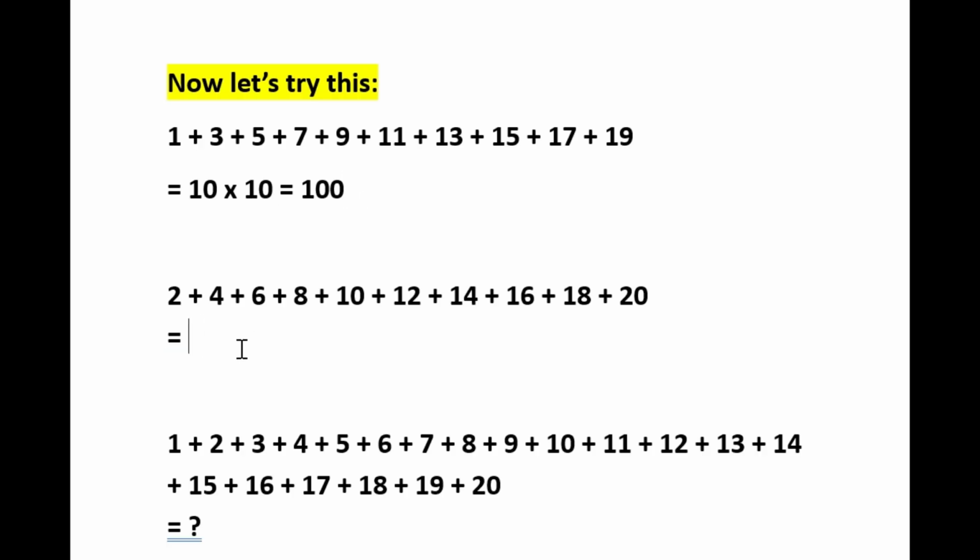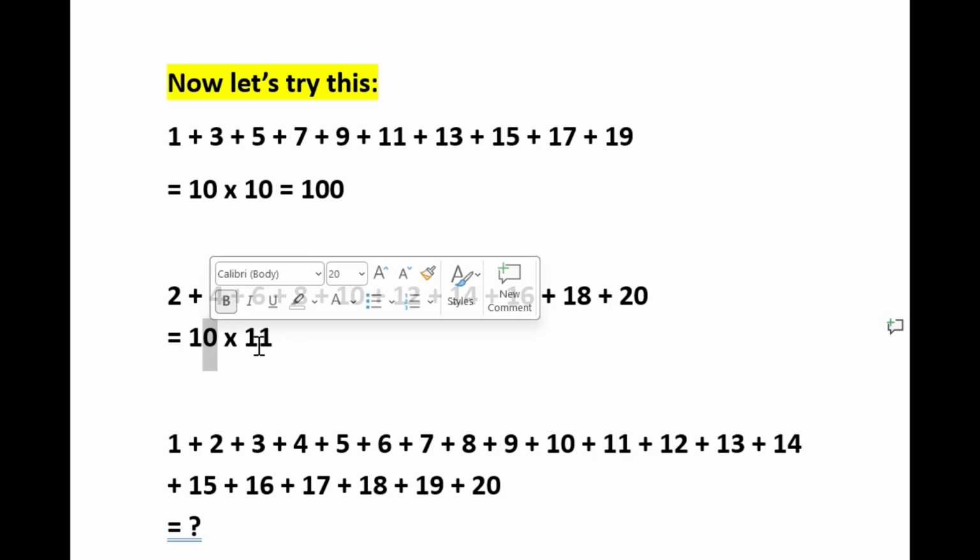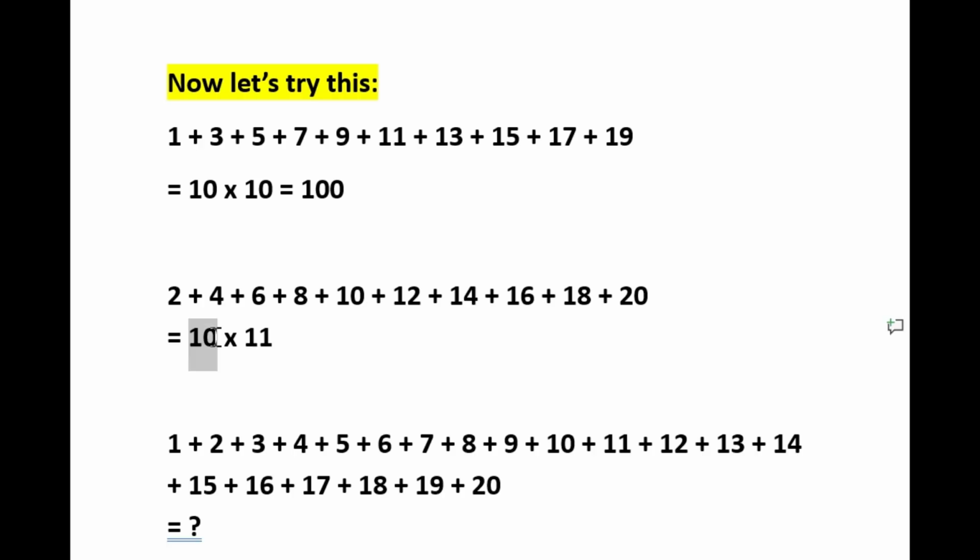In the case of even numbers, it's a very similar logic. Count the numbers here, 2 to 20, we have 10 even numbers, so we have to do 10 into, but in the case of even numbers, the second number has to be incremental. So if the first is 10, the second is 11. Whatever number we have as the first term, the second number is the incremented number. So 10 into 11, which is 110 here.